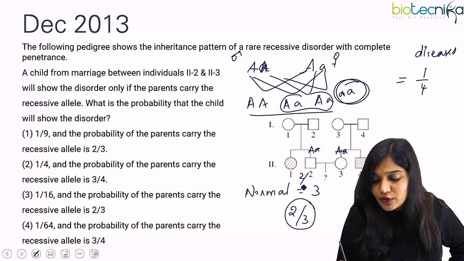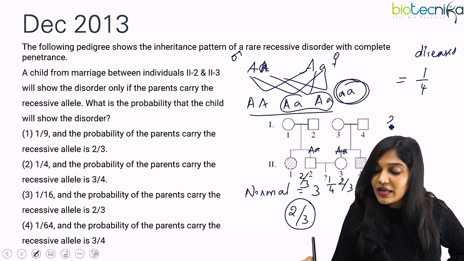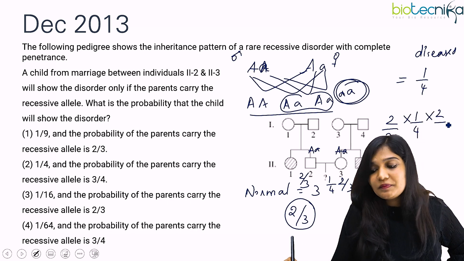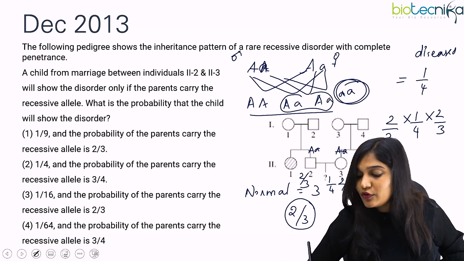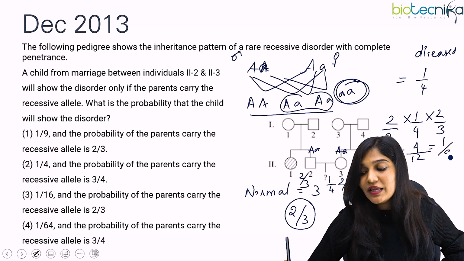So there is a 2 by 3 chance, and 1 by 4 deceased is also there. So how can I write? 2 by 3 into 1 by 4 into 2 by 3. So what should be the answer for us? It will be 4 and it will be 12. So it becomes 1 by 9.